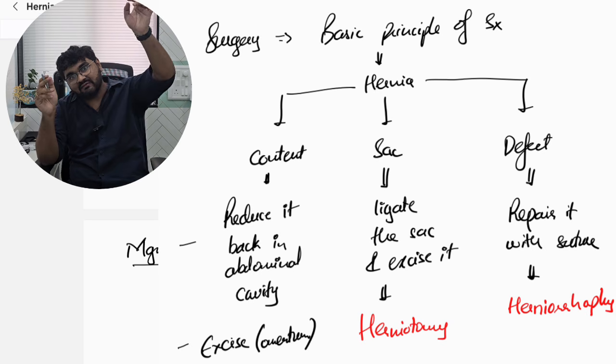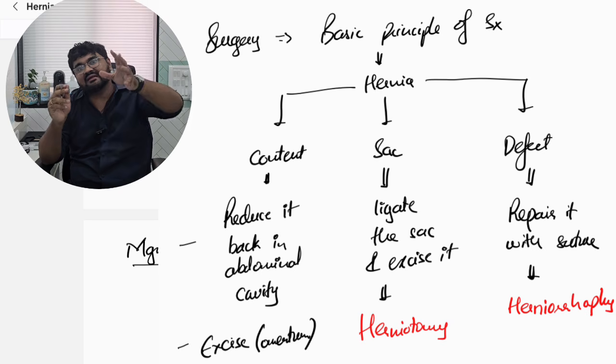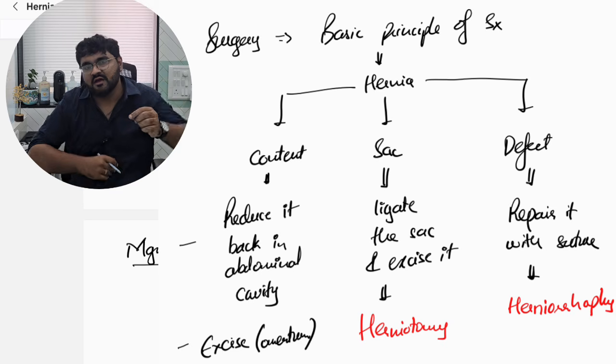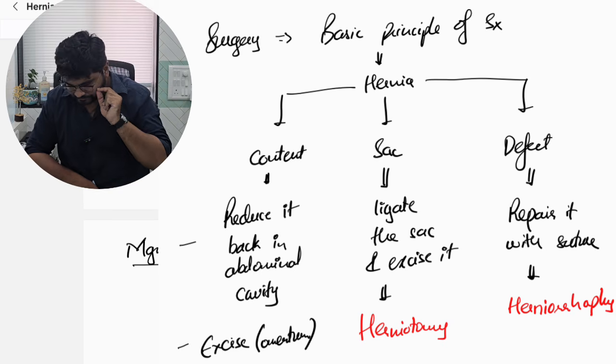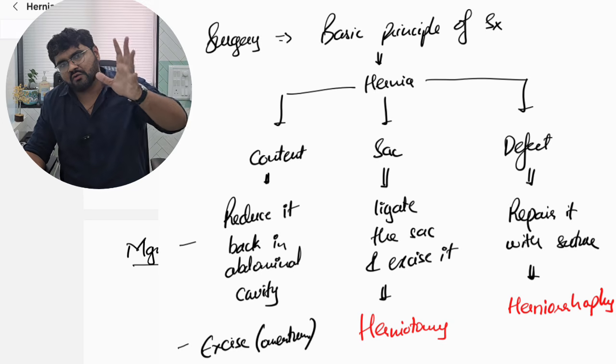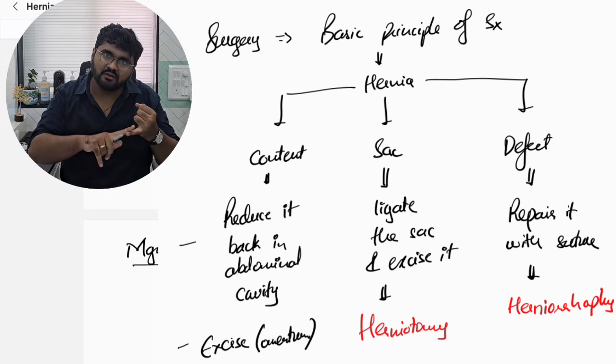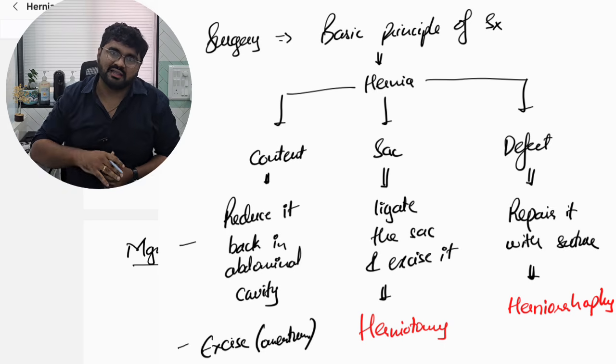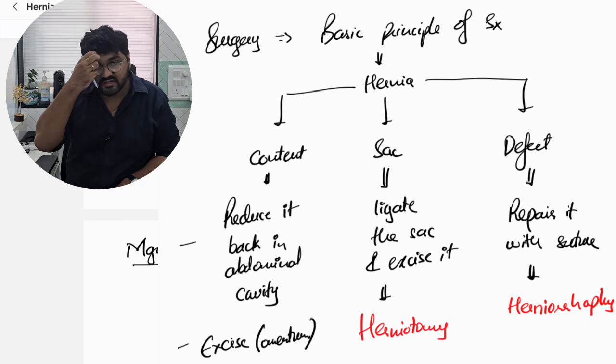And the first part, where we are opening the sac and ligating it, what suffix do you use? You use the suffix otomy, so that is herniotomy. So what options do you have? You can do herniotomy, herniorrhaphy, or hernioplasty, and then you can do laparoscopic surgeries, which we will be discussing in a while.